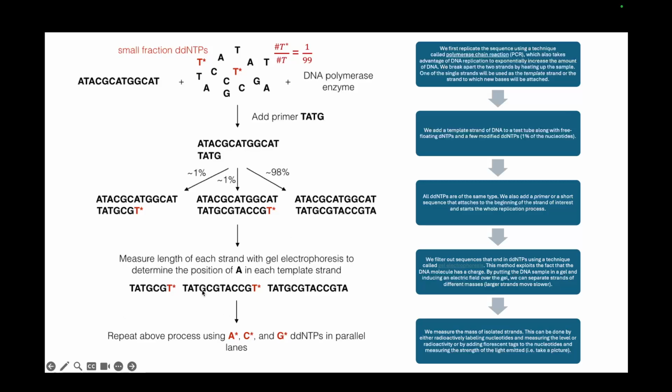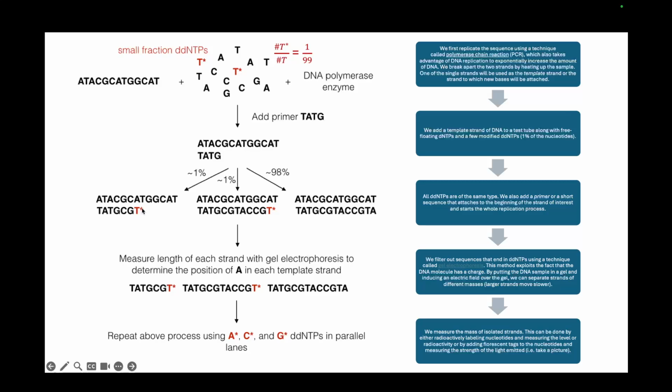Once you do that for one nucleotide, here T, you repeat it using a modified A, a modified C, and a modified G as well, in parallel lanes. At every point a modified ddNTP is added to the sequence, the sequencing will stop. If you measure the mass, you can estimate at what position that modified ddNTP has been added. If you know at what position the modified ddNTP has been added, you know the complementary sequence of the strand. So say at this, like 1, 2, 3, 6, 7th position, the ddNTP has been added.